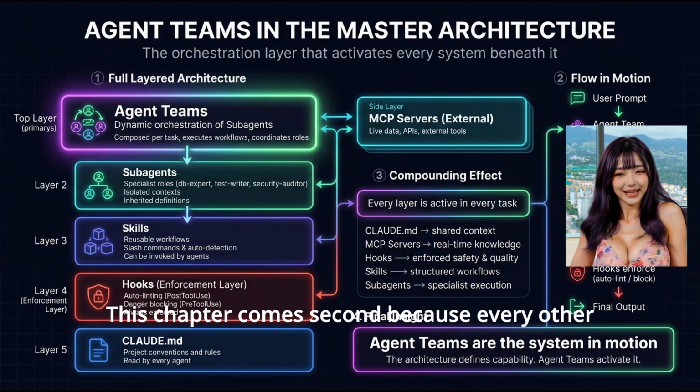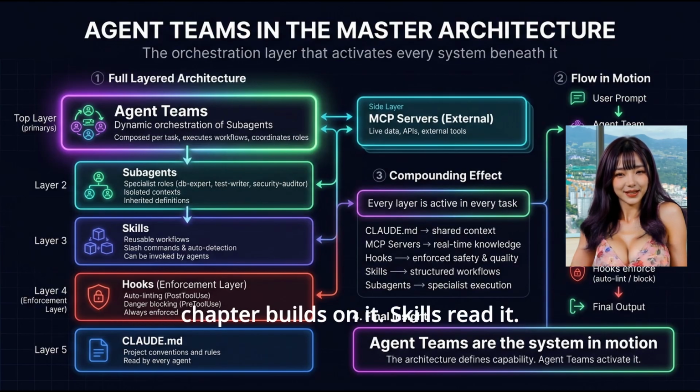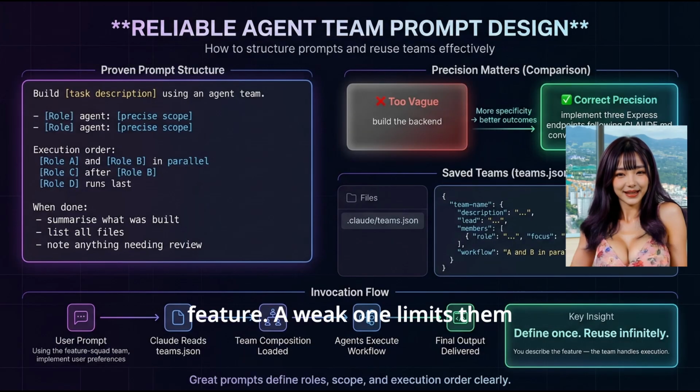This chapter comes second because every other chapter builds on it. Skills read it, hooks enforce it, subagents inherit it. MCP results get interpreted through it. A strong CLAUDE.md amplifies every other feature. A weak one limits them all.